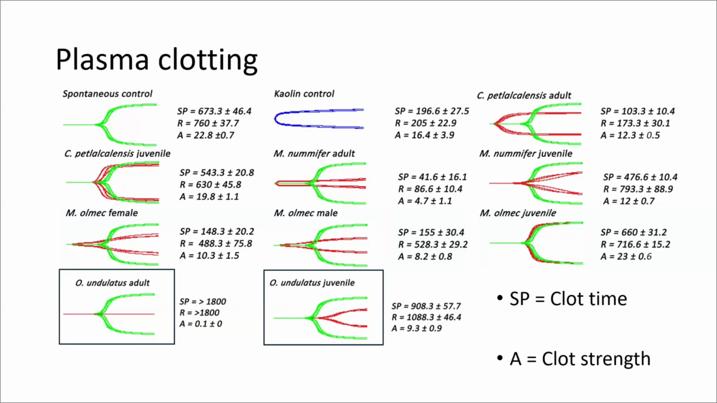In contrast, Ophryacus undulatus, the adult showed an anticoagulant effect. And the juvenile kind of showed a sort of delayed clotting. So we interpreted that as an anticoagulant effect as well. Clots still forming, but quite delayed and quite weak compared to the spontaneous control.